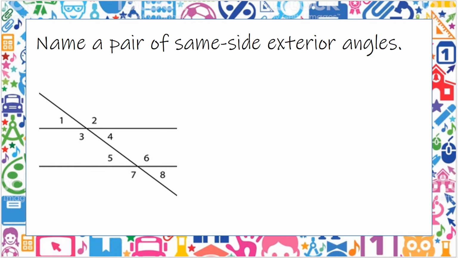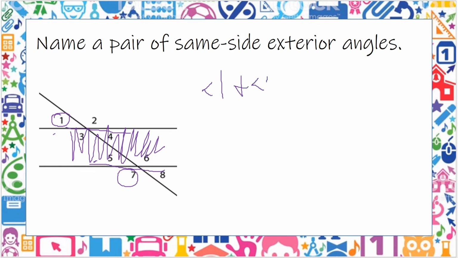Name a pair of same side exterior angles. Well, when you're thinking of exterior, that means outside the parallel lines. So here's a parallel line, and here's a parallel line. Outside of those means these are not included. The same side would be angle 1 and angle 7 because it's on the left side of that transversal. And then on the other side, you have angle 2 and angle 8. Same side of the line, exterior, which means outside those parallel lines.